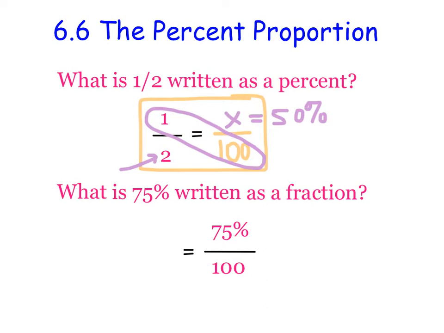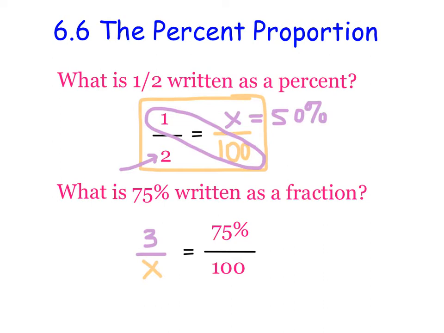The second example says, what is 75% written as a fraction? Well, 75% is 3/4. However, let's say that we didn't know what this number was. So let's say that the question was 75%. What is that written as a fraction?